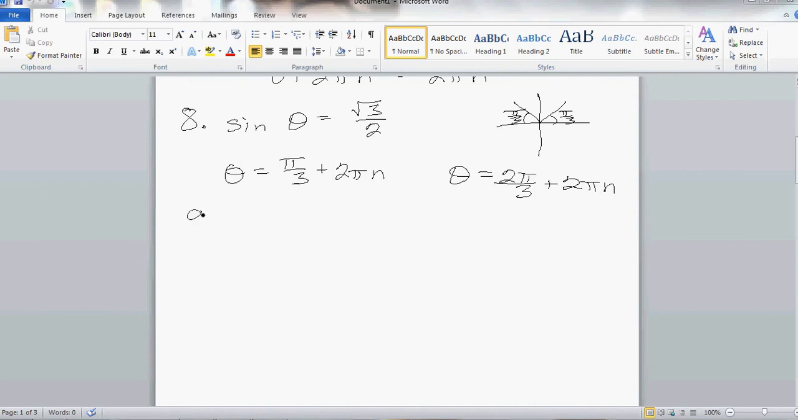Finally in this group is number 9. The cosine of 2 theta is equal to root 2 over 2. Now here we need to treat it just like we would have before. That being, we're going to have to go around twice to determine what will 2 theta equal. So 2 theta is going to potentially equal 4 things.